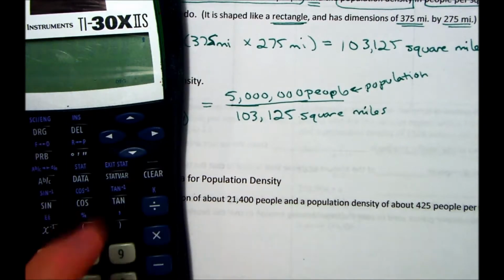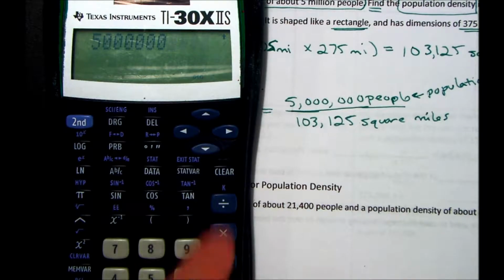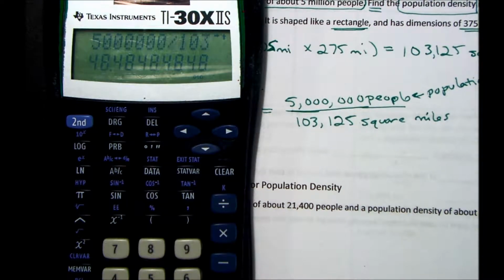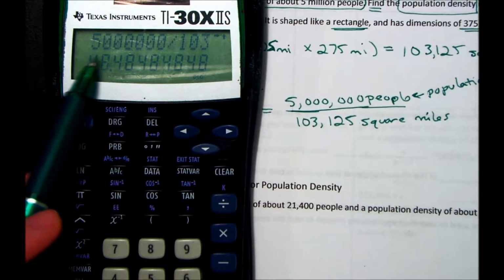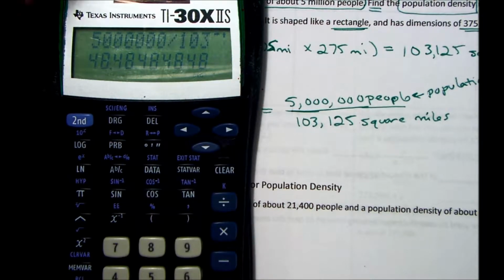So going to my calculator, make sure you are exact and precise with your calculations. Make sure that there are 6 zeros, and then divided by 103,125. Now when you're rounding, you do not want a partial person. So we're going to round to the nearest whole person. So in this case, it would be 48 since there's a 4 after the decimal. So we're going to say that the population density is approximately 48 people per square mile.